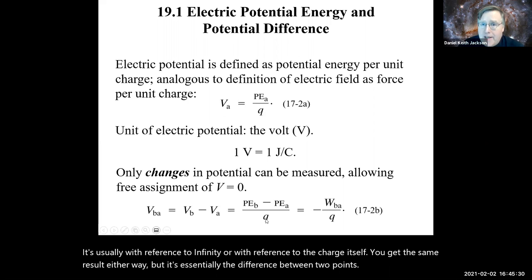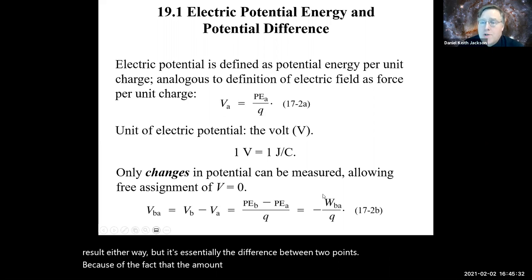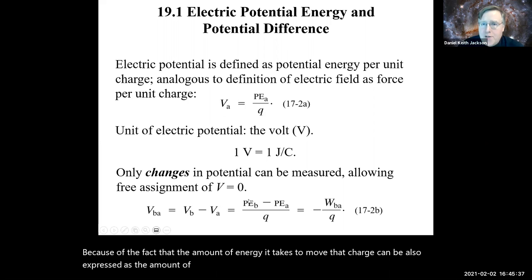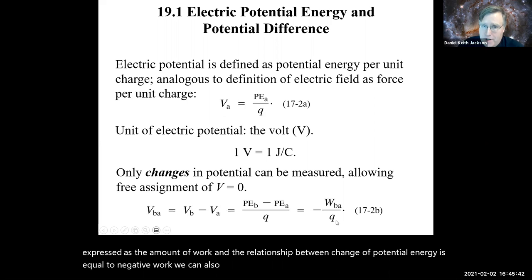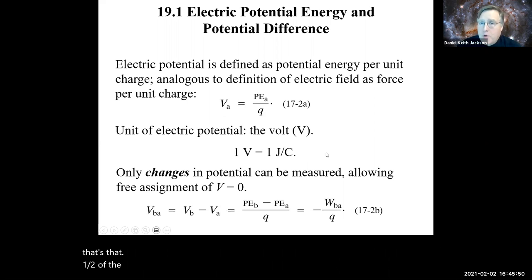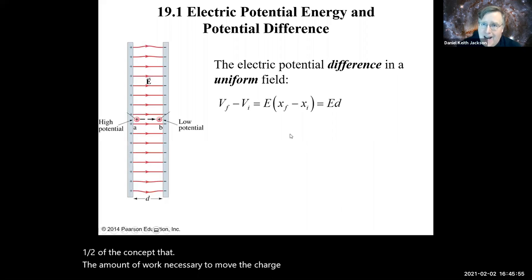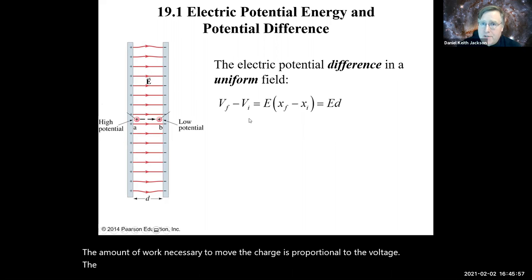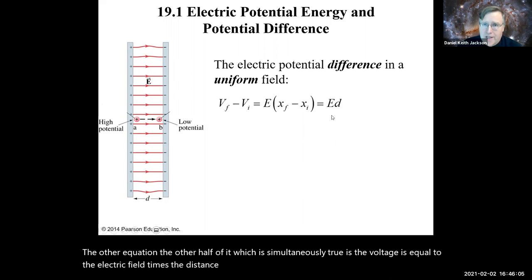And because the amount of energy it takes to move that charge can also be expressed as the amount of work, and the change in potential energy is equal to negative work, we can also write voltage as negative work divided by charge. So that's one half of the concept, that the amount of work necessary to move the charge is proportional to the voltage. The other equation, the other half of it, which is simultaneously true, is that the voltage is equal to the electric field times the distance that the charge moves through the electric field.